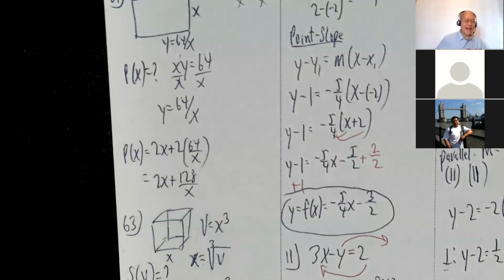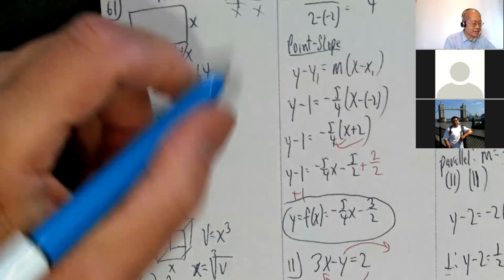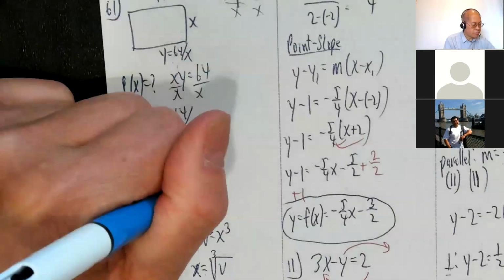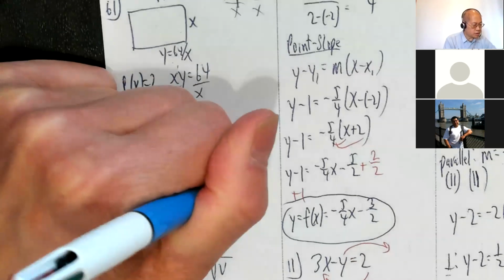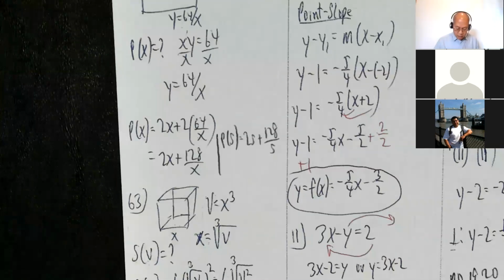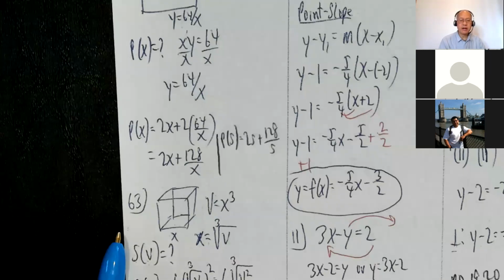They do say to use the letter S. I thought it would be better to just use x itself, but strictly speaking, if we wanted to answer the question, P of S is 2S plus 128 over S. So that officially tells you how to do that.